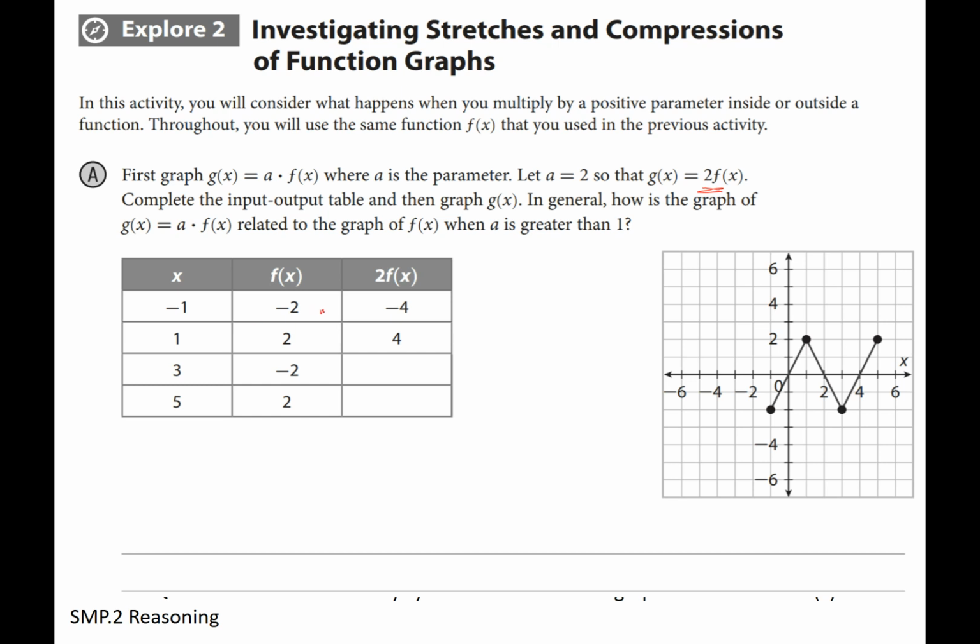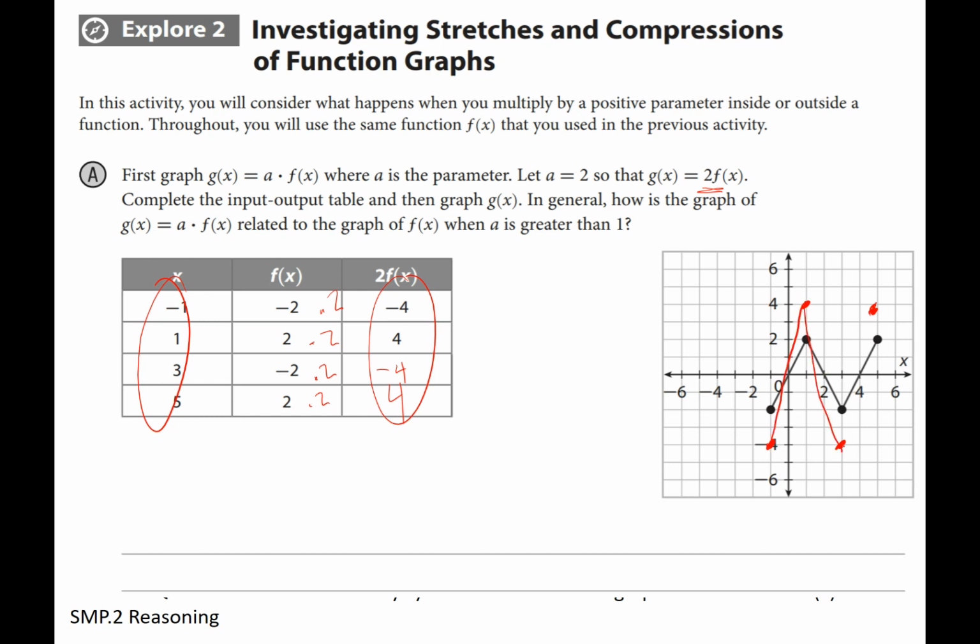So all we did was multiply by 2. So negative 2 times 2 is negative 4. 2 times 2 is 4. 2 times negative 2 is negative 4. And 2 times 2 is 4. So we're going to graph these x's with these y's. So I'm going to start by going negative 1, negative 4. 1, 4. 3, negative 4. And 5, 4.